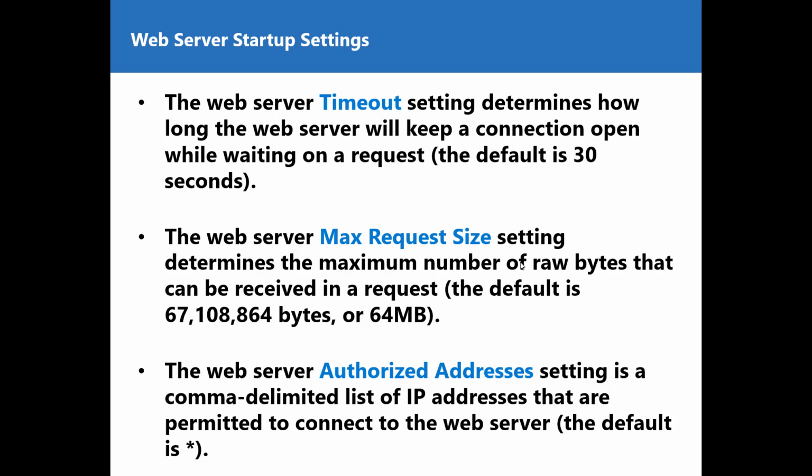The max request size setting will determine the maximum number of raw bytes that can be received in a request. The important part here is raw bytes, because obviously when you're talking about encodings and different types of content, the number of bytes can depend upon the type of encoding. The default is around 64 megs, which is usually plenty, but you can up that value if you'd like.